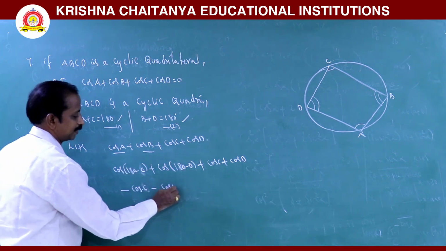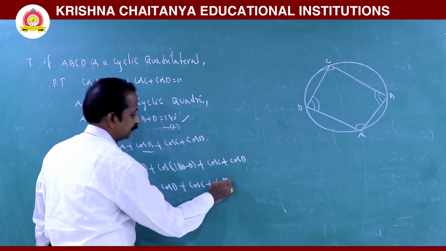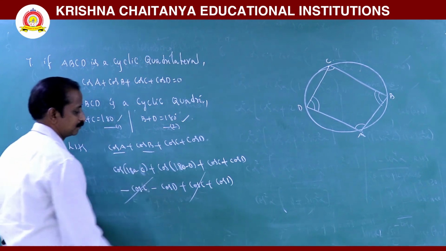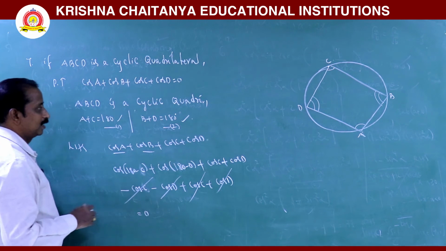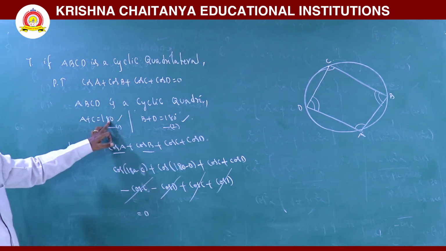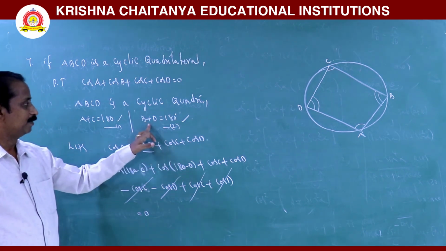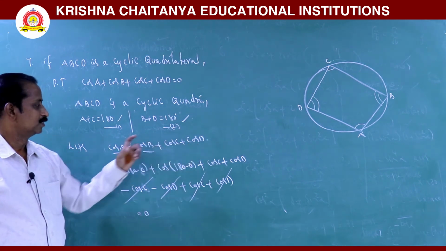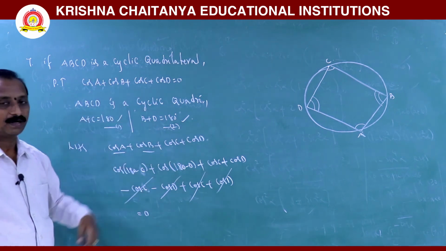So this is minus cos A minus cos D plus cos C plus cos D. Cos A minus cos A gives 0, cos D minus cos D gives 0, answer 0. Otherwise you can apply one shortcut. If A plus C is equal to 180 degrees, then cos A plus cos C is 0. If B plus D is equal to 180 degrees, cos B plus cos D is nothing but 0. So 0 plus 0 is equal to 0. So LHS is equal to RHS.